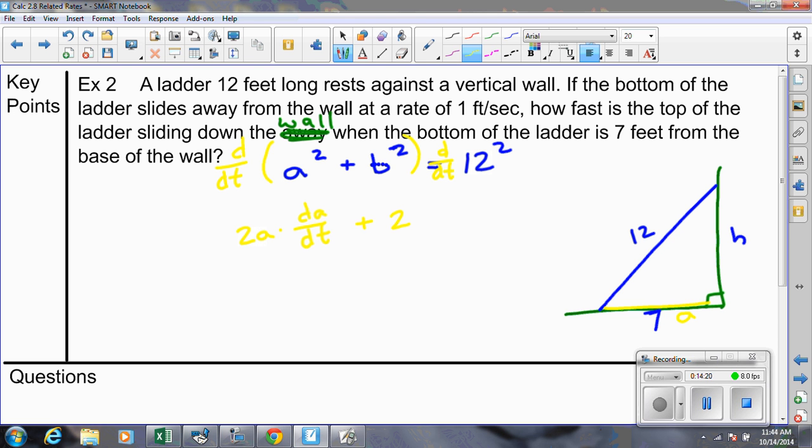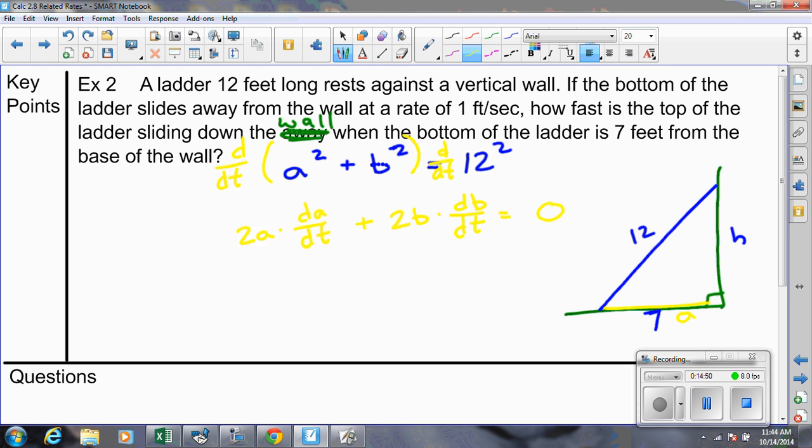Similarly, we'd have 2b, but the height of this piece is still a function. So we'd have dB dt, and the derivative of 144 is just the constant 0. And so we've built ourselves an equation now. We can now start plugging in pieces that we know.